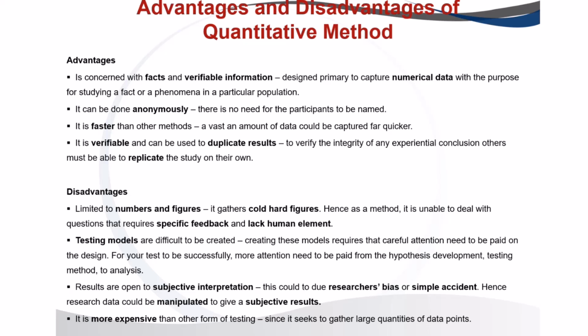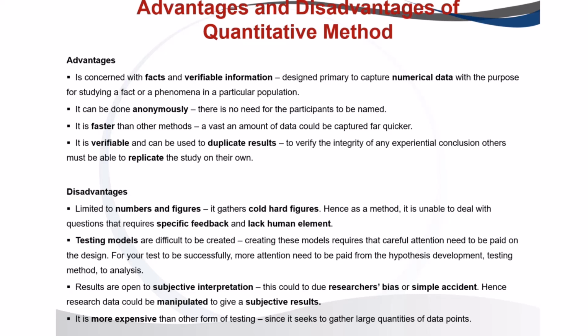And also you align it to your research title. In other words, your writing is a bit advanced there. But definitely, we still need to know what are the advantages of each of these methods. I'll pick some few points there. When you look at the advantages, the first one says it's concerned with facts and variable information. It has to do more with numerical data.